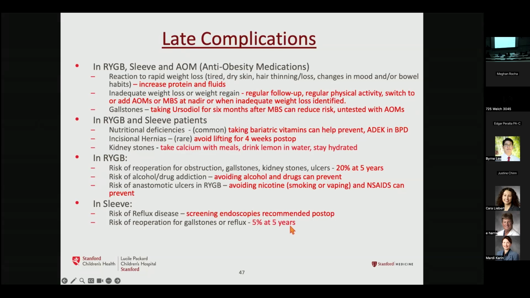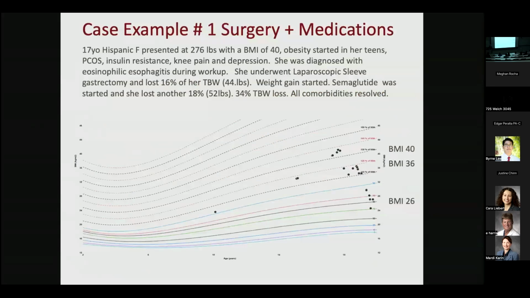So here are some examples. Example 1 is a 17-year-old Hispanic female who came to us with a BMI of 40. She started to develop obesity in her teens, and she had PCOS, insulin resistance, a lot of knee pain, and depression. She underwent a sleeve and lost 16% of her total body weight. And then she started to regain weight. We started medications. We used semaglutide, which is also called Wegovy or Ozempic. In her case, it was Wegovy, and she lost another 18% total body weight for a total weight loss of 34%. She got down to a normal BMI and has maintained that, but has also stayed on semaglutide.